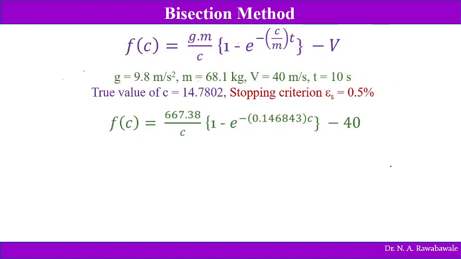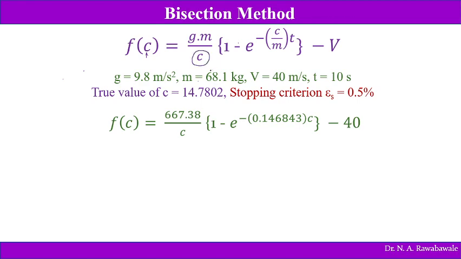So now we will consider one function f of c, where c is the variable. So this is giving the velocity of parachute, g into m. G is acceleration due to gravity, m is mass of parachute, and c is nothing but the drag coefficient. What we say, this is a velocity of parachute. So c divided by m into t minus v. So this is the equation. We want to find out root, that is nothing but value of c. So we want to find out value of c. So this is unknown, say.